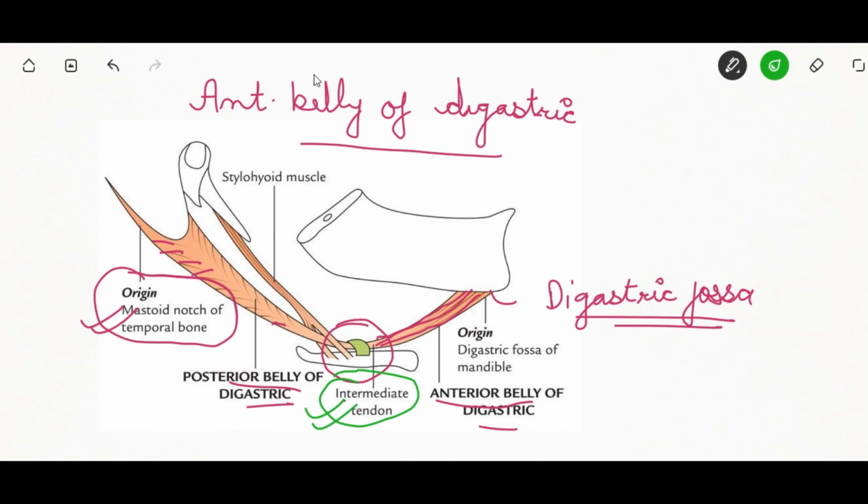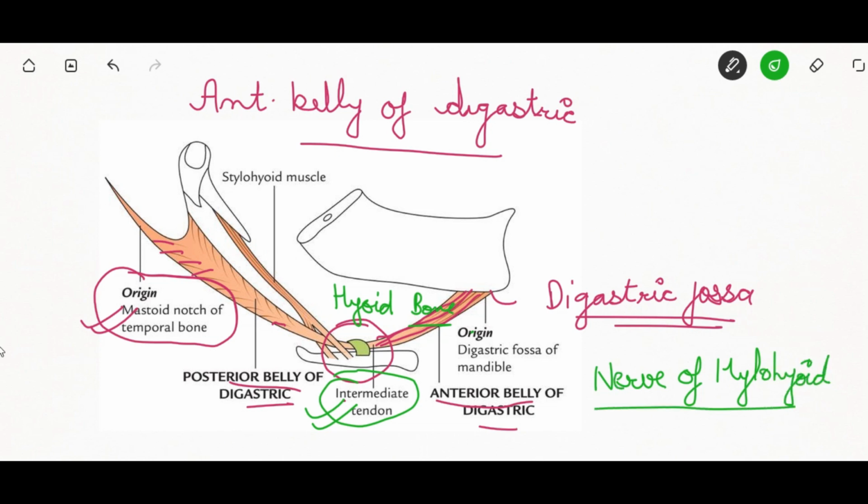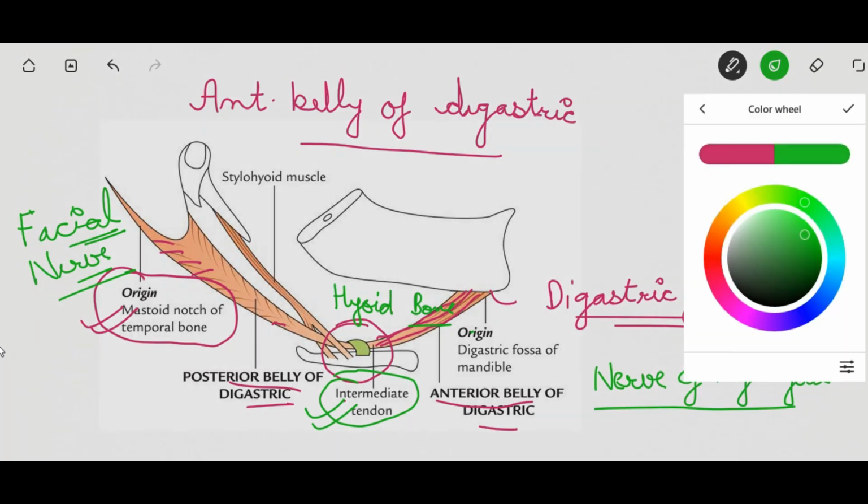What is the nerve supply of the digastric muscle? The anterior belly is supplied by a nerve to the mylohyoid muscle, and the posterior belly is supplied by the facial nerve. So if you get an MCQ in your exam, the anterior belly of digastric is supplied by a nerve to the mylohyoid muscle, and the posterior belly is supplied by the facial nerve.